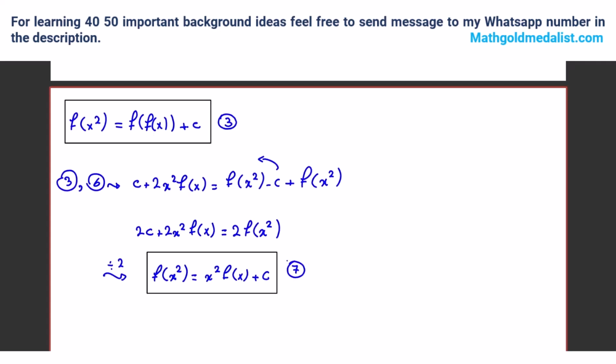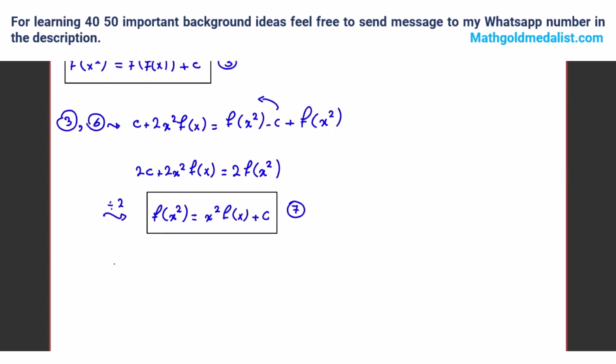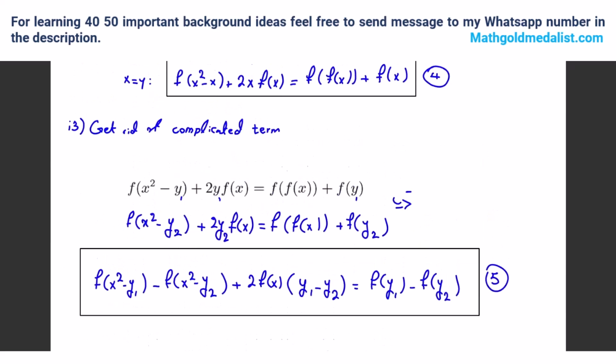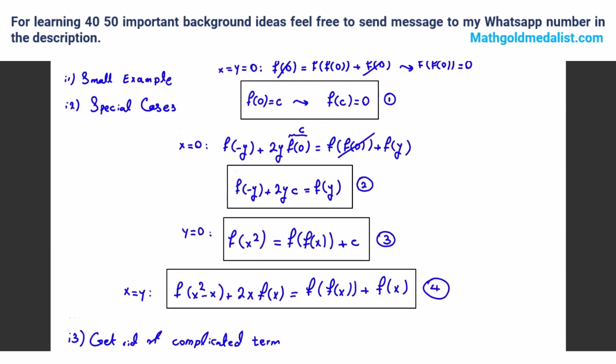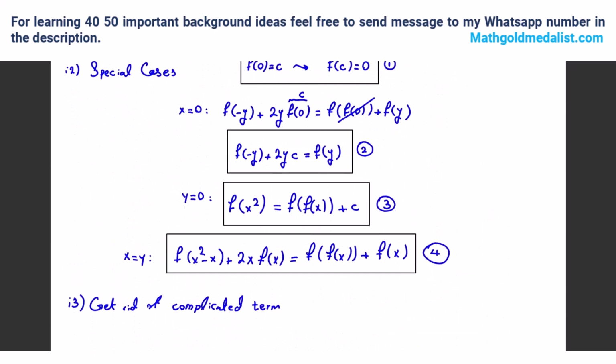Why? Because we proved that f of 0 is c, okay? So if I replace x with 0 in this one, then f of 0 is equal to c. So we've not reached any important result. Okay, so we've reached an obvious result. Now, let's see things that we have.